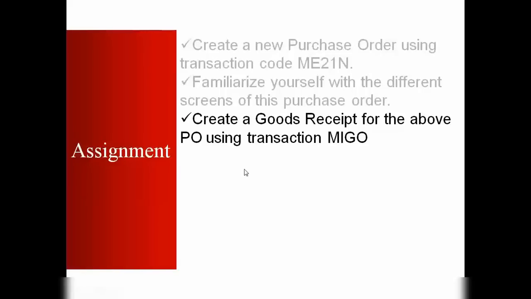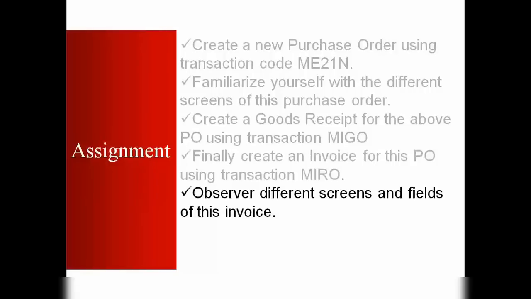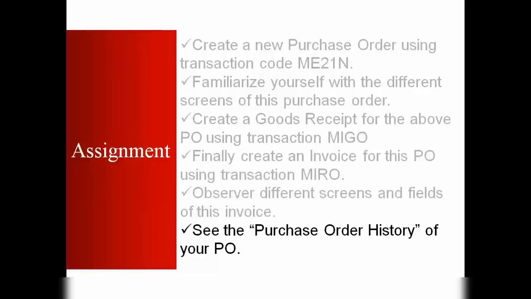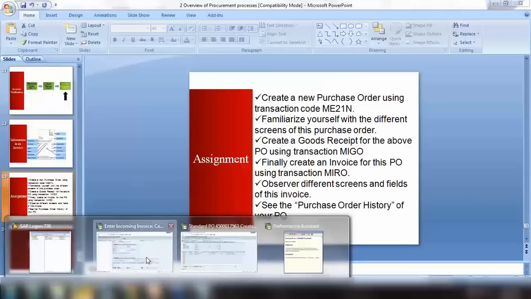And then after creating the purchase order, I want you to create a goods receipt using MIGO, with reference to the purchase order. And finally, I want you to create an invoice for a PO using the transaction code MIRO, M-I-R-O. Just do the same as what I did just now. And also observe the different screens of the invoicing document in MIRO, and see where the purchase order history is in your purchase order. I was just showing you here that you can see the purchase order history.